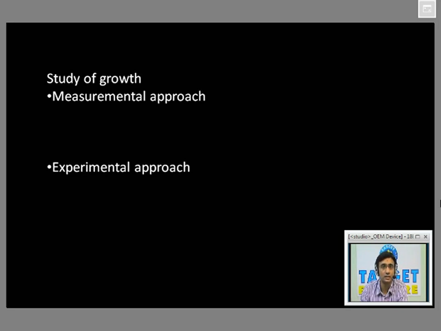With regards to this disadvantage, they came up with cephalometry, in which there are live individuals and you take the X-ray, you get the hard tissues, mark the points and measure. So cephalometry is one of the best approaches to study growth.